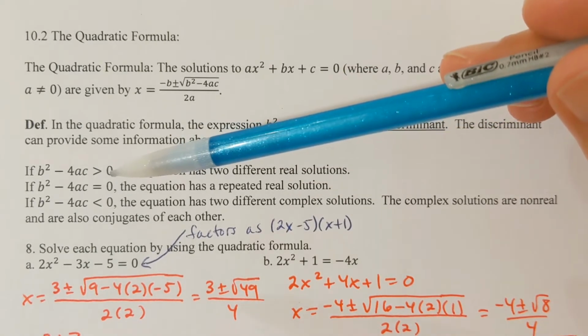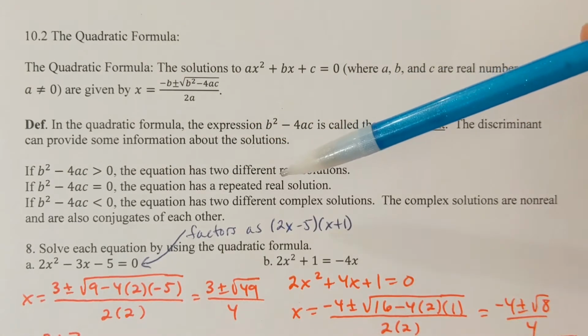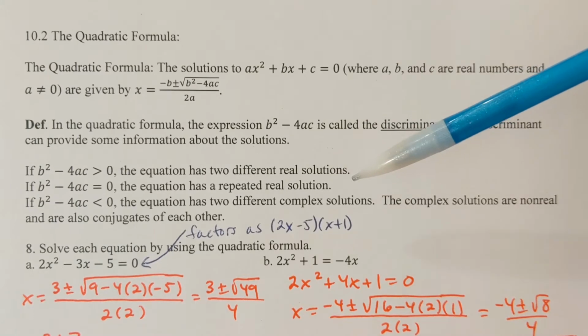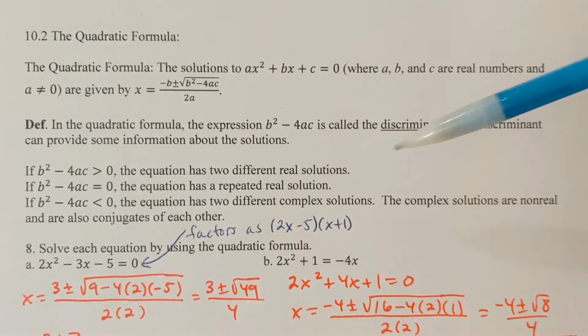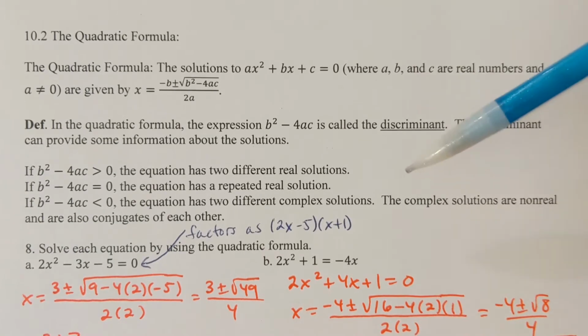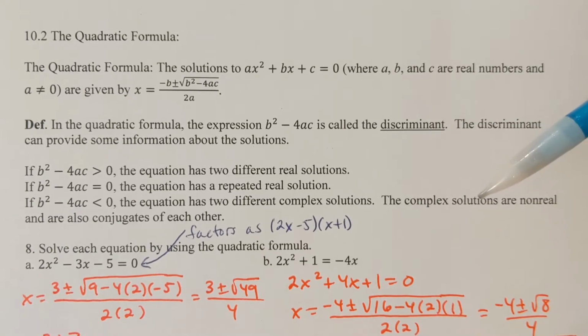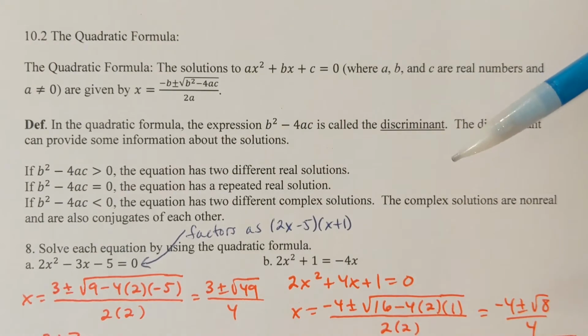If b squared minus 4 times a times c is less than 0, then the equation has two different complex solutions. Because you'd have the square root of a negative, you're going to have complex solutions. The complex solutions are non-real. Remember, any real number is a complex number. So when I say complex solutions, it's going to be numbers involving an imaginary part, and the numbers are conjugates of each other. So we'll look at that.